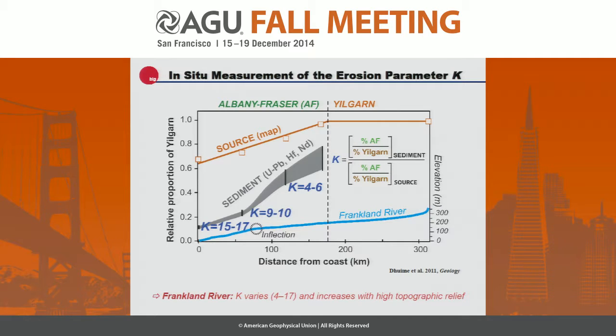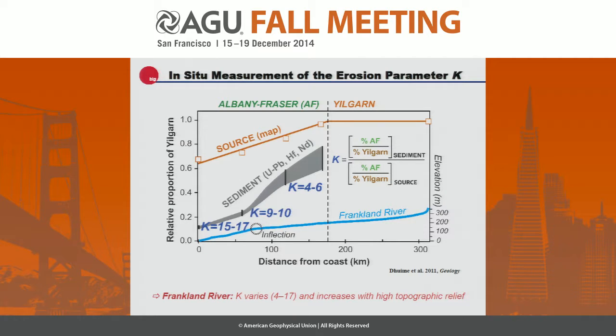So on the right-hand side is the Eelgan craton, and the left-hand side is the Albany-Fraser origin. And that vertical dashed line is the boundary between the two blocks, okay? So if you take the proportion on the map, which is basically taken from the different areas of the catchment of your sediments, you see that you have 100% of Eelgan, of course, in the Eelgan section, and then the proportion of Eelgan slowly decreases. So that's the proportion in the source.